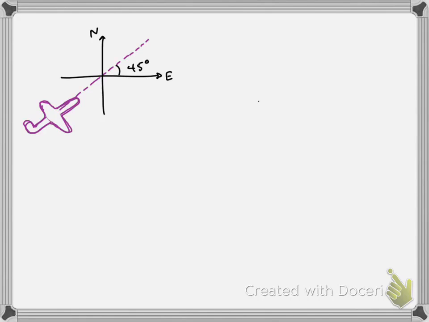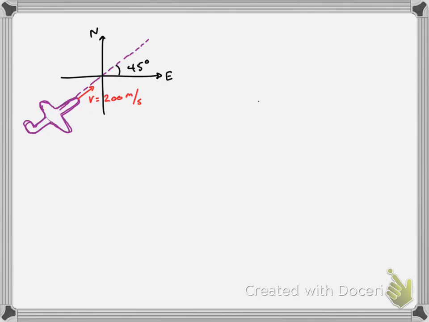Let's do an example with velocity addition as an example of vector addition. Let's say that an airplane is flying relative to the air in a direction parallel to the ground, 45 degrees north of east. So it's flying at an angle 45 degrees north of east, and let's say it's flying at a speed of 200 meters per second.